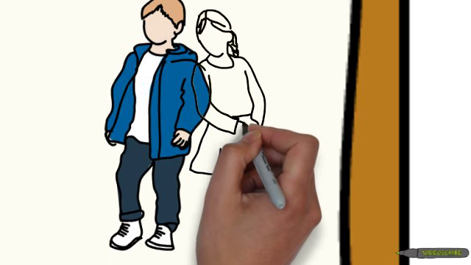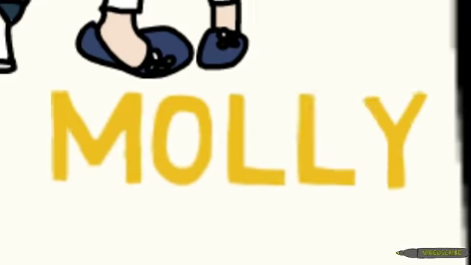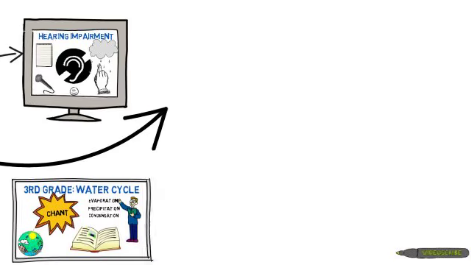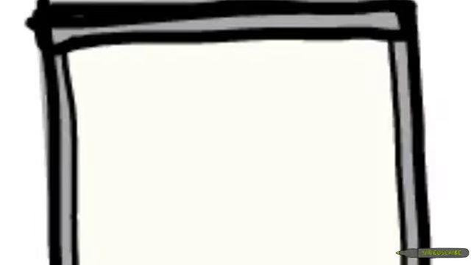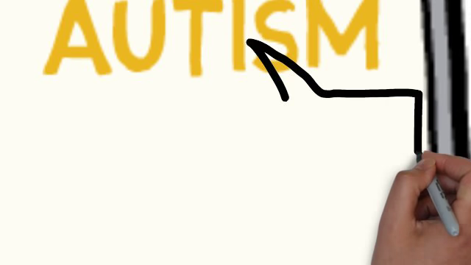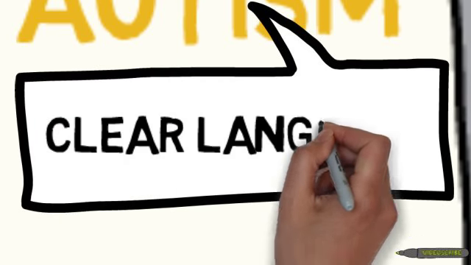Molly is another very bright student in Mr. Smith's class, but she has a hard time interacting with her peers and is often very overwhelmed with the idea of change. Molly has autism disorder. To help her in this lesson, Mr. Smith provides clear and concise directions. This helps Molly understand what she is supposed to be doing.